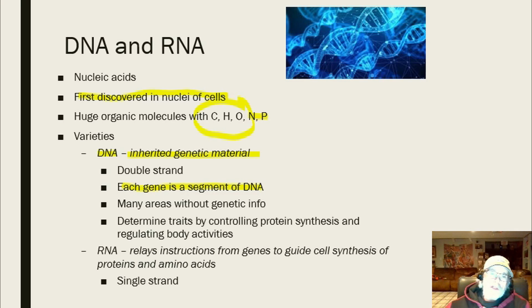Okay, so what do these genes do? Again, they have all that genetic information, and the genetic information determines traits by controlling protein synthesis and regulates body activities. So yes, in some ways it does tell us our eye color and stuff like that, because those are dictated by the protein that makes that particular color. I said DNA has the inherited genetic material, has the code. RNA relays the instructions from the genes that helps to guide the synthesis of proteins and amino acids. Amino acids are going to be proteins. The difference also is where DNA is a double strand, RNA is a single strand. Okay, and that's another large difference between the two.